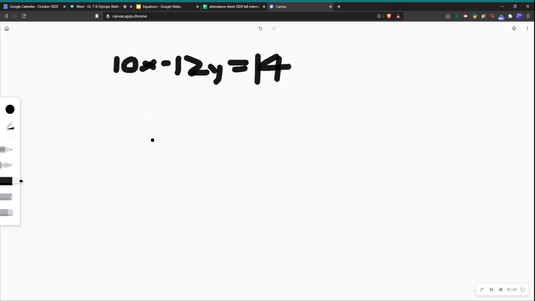Can someone give me one solution to this equation? Give me one pair of x and y. Just any pair. You can shout it out. Let's see, 4 and 2. So 10 times 4 is 40, minus 24. I don't think that works. No. Try again. Just one x and y pair, any x, y that satisfy this equation.